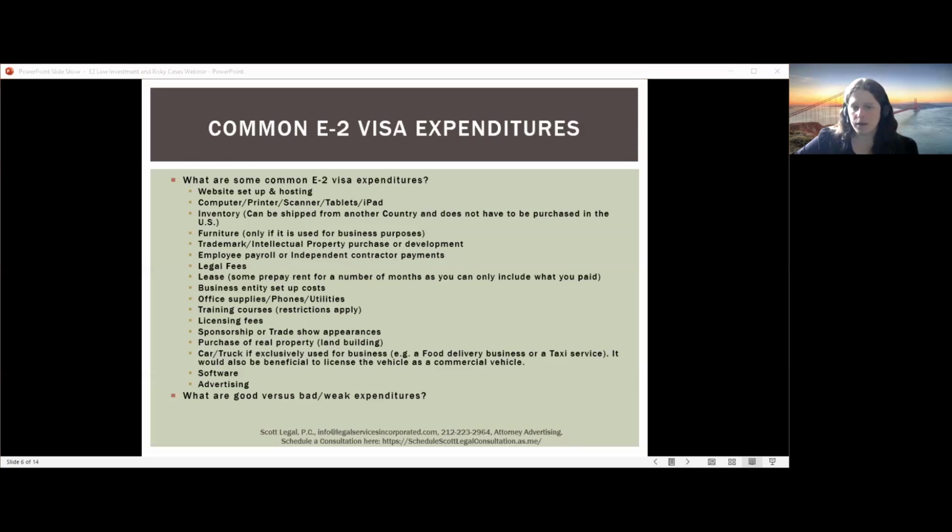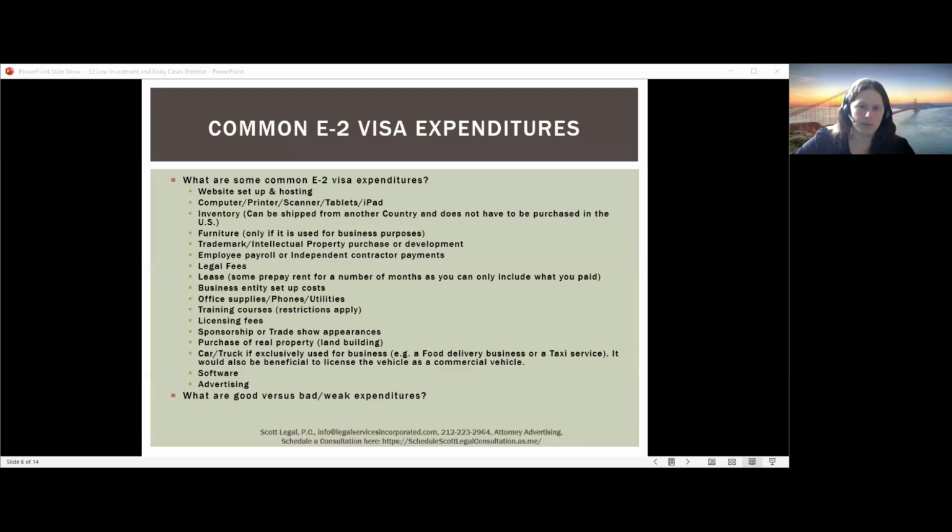All right. So, some common E2 visa expenditures. When you're thinking about E2 visa expenditures for a startup, you do need to think about what type of business you're starting and what you need for that business to be operational. If you're starting a restaurant, some of these things may look different. But for many service-based businesses, like software consulting, business consulting, marketing consulting, a lot of these expenditures will be relevant, while also keeping in mind what you need for your specific business.